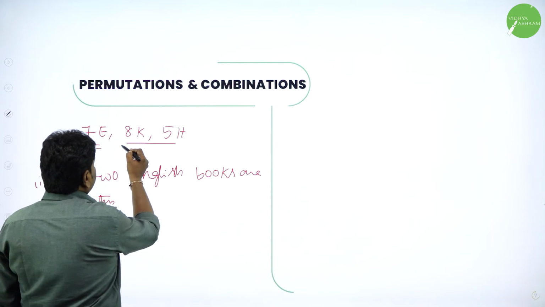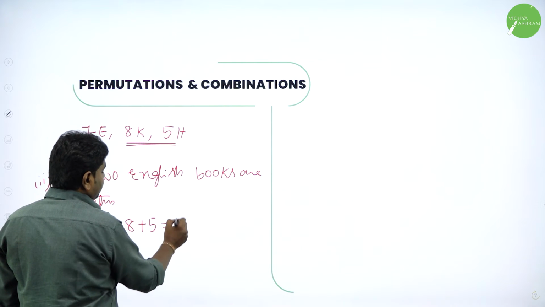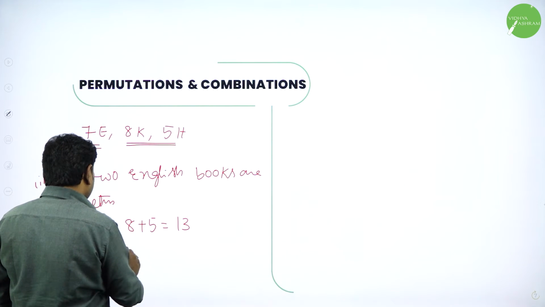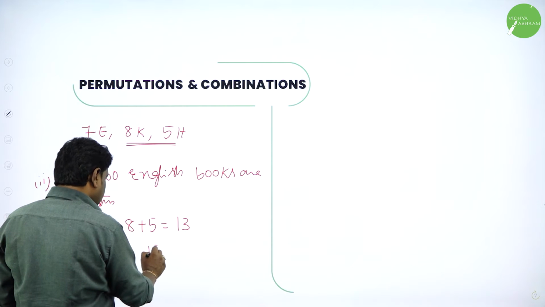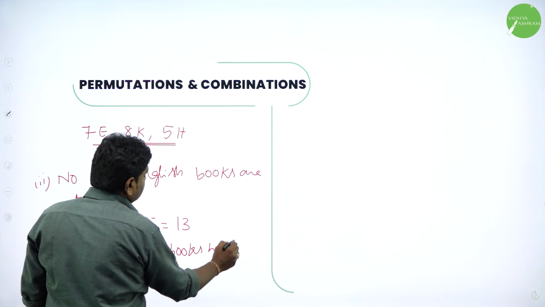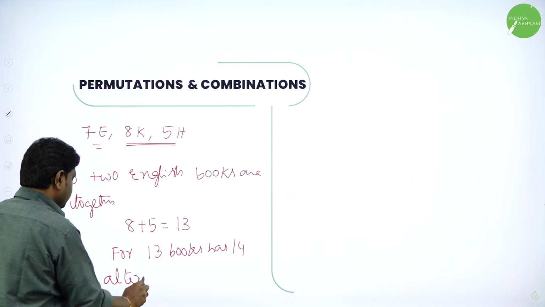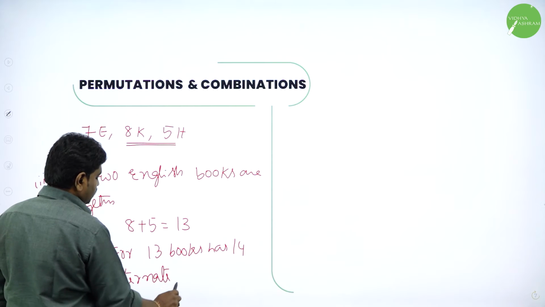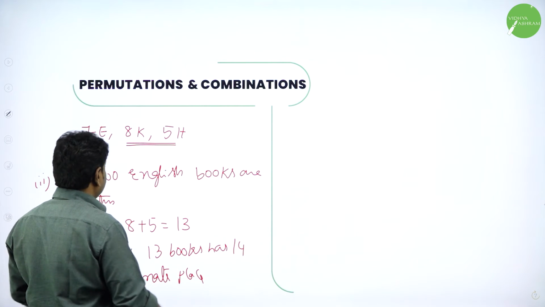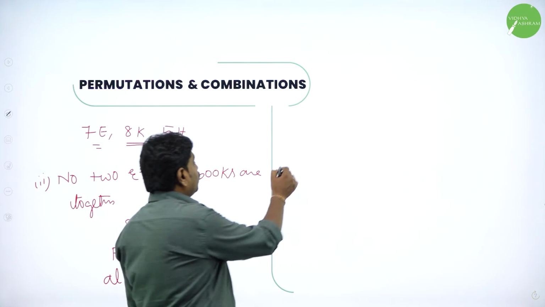So now other than English we have 8 plus 5. 8 plus 5 is 13. For 13 books in a row we'll have 14 alternate places. Because the English books should not be together, they should occupy alternate places. So therefore you can arrange.